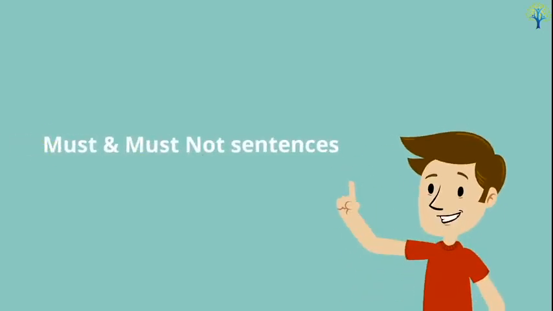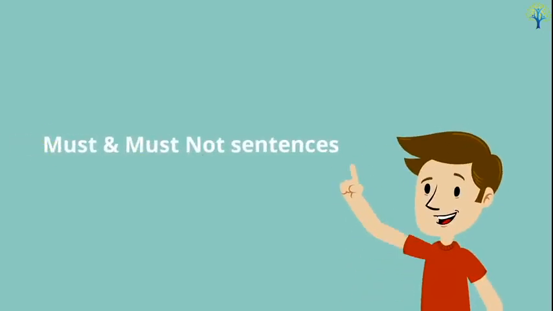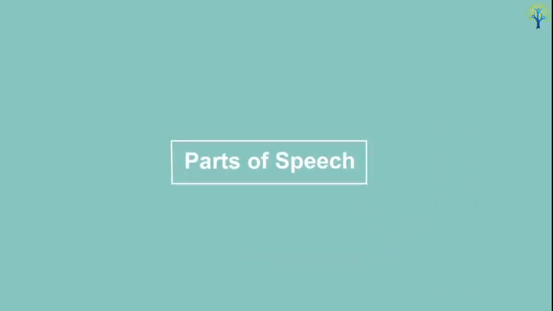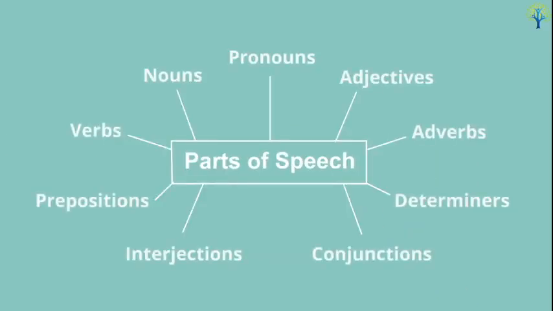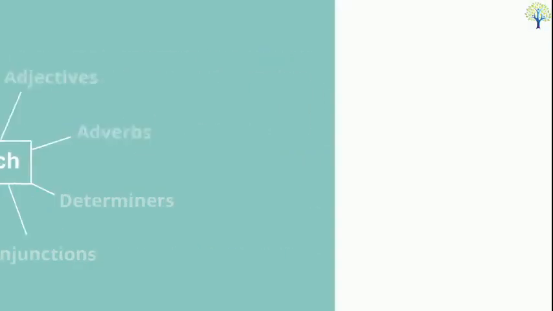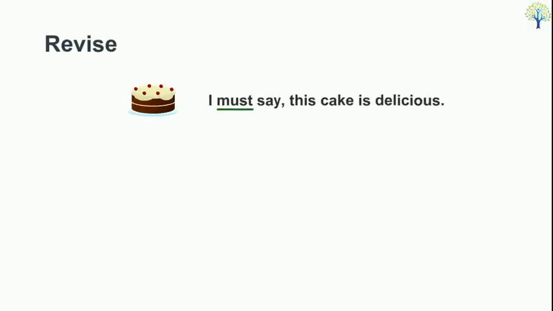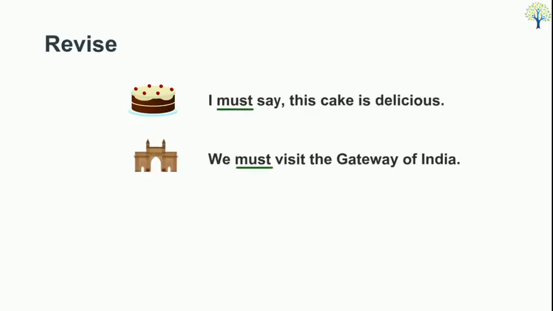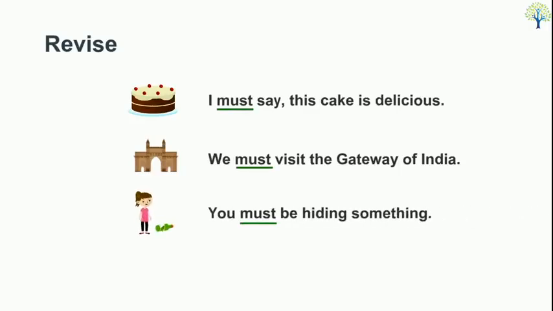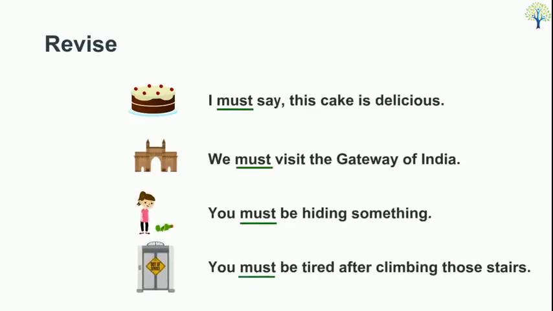In this video, you will learn how to form sentences and questions using must and must not. This video is a part of verbs. As learned earlier, must and must not are used to emphasize an opinion, to give a recommendation, to make an assumption, and to reach a logical conclusion.